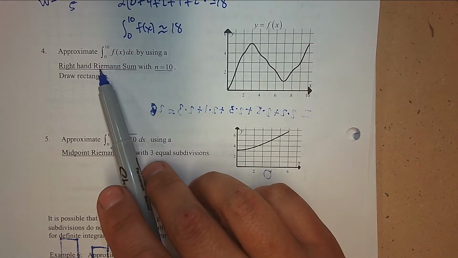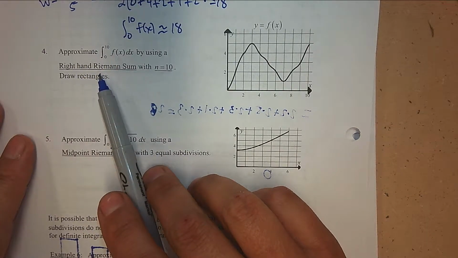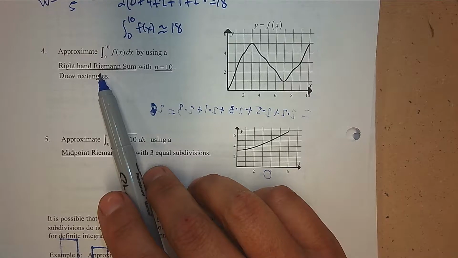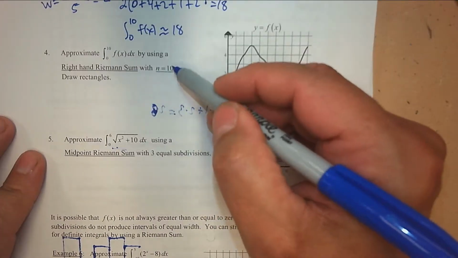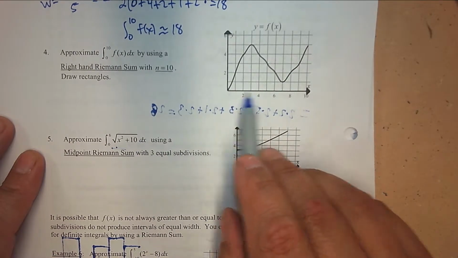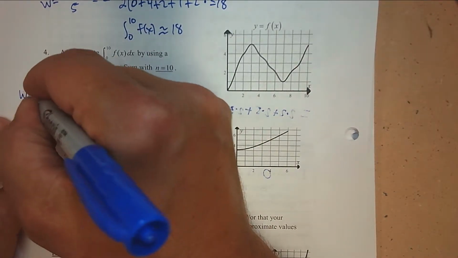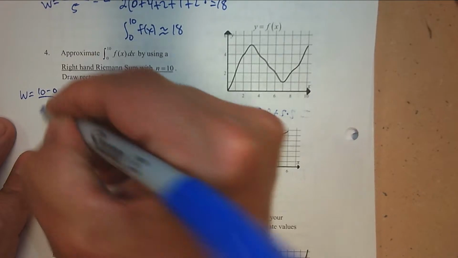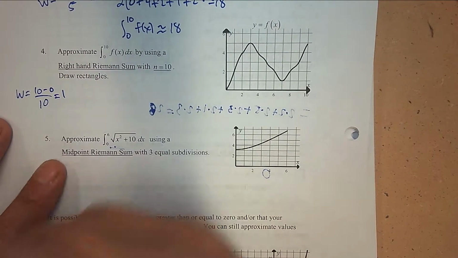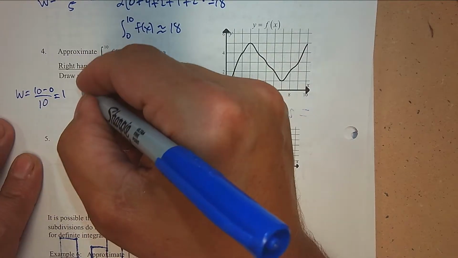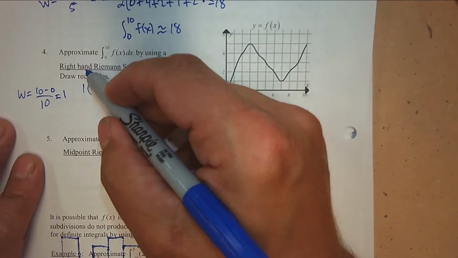All right, number 4. Approximate that using a right-hand Riemann sum. Well, we'll talk about it in a second. How many rectangles are we doing? 10 rectangles. So again, we're going from 0 to 10. Upper bound subtract lower bound, 0 to 10, and we want 10 rectangles. So how wide will each rectangle be? 1. And it says a right-hand Riemann sum.